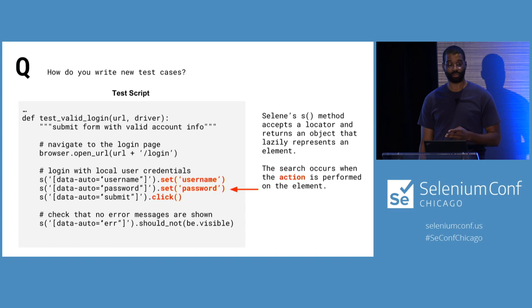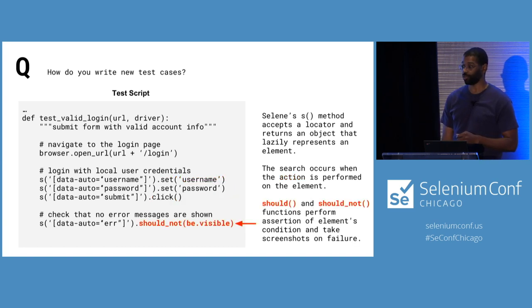So the third thing worth noting in this test is that assertions in Selene are performed through the should and should not functions. If an assertion comes out as false, then a screenshot will be taken of the web page and an exception will be raised. So that's more code that I wouldn't have to normally write inside of my test case.